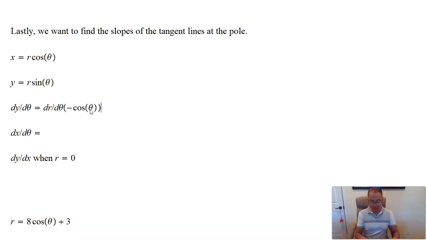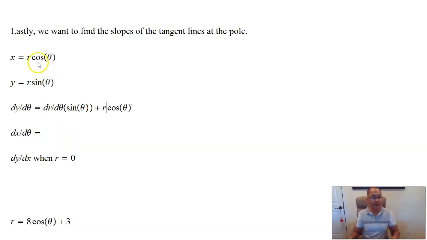And then plus r times the derivative, add product rule. This goes over here. So we will need r times sine theta over here. Add product rule. Okay, so the derivative of sine, it's even worse. Yeah, it will be r cosine theta, no minus.